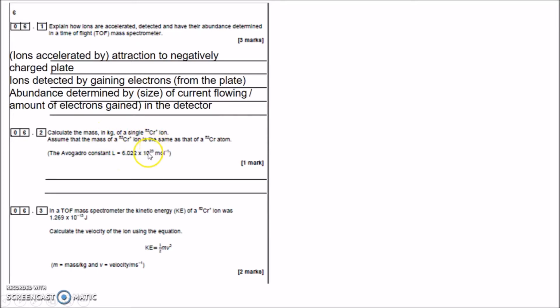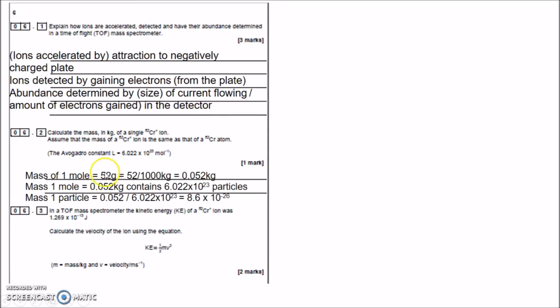So 52 chromium, 1 mole is 52 grams. So that's what the 52 is. So 52 grams of chromium is 1 mole. It wants it in kilograms. To turn grams up into the higher unit of kilograms, I divide by 1,000. 52 divided by 1,000, 0.052 kilograms. Now I want the mass of one of these particles. So I know Avogadro's number is the number of particles in a mole. So 52 grams of this, or 0.052 kilograms of our 52 chromium ion, contains 6.022 times 10 to the power of 23 particles, Avogadro's constant, Avogadro's number.